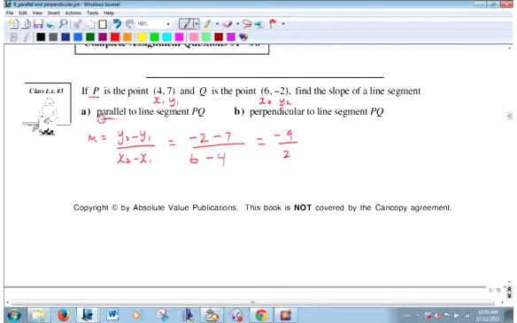All right, what is something parallel to this? What's the slope of a line parallel to this? If it's parallel, it's got the same slope. Something perpendicular to that, what's the negative reciprocal? Flip the numbers, change the sign.